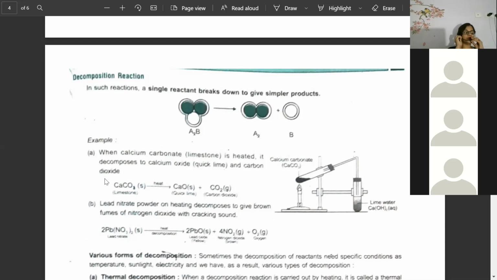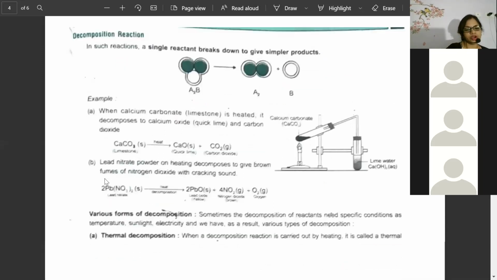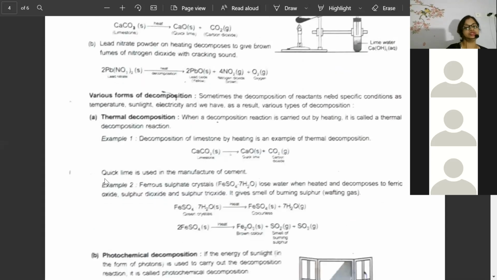But now we will see decomposition reactions in much more detail. You see various forms of decomposition reaction. The first one is thermal decomposition. In the first one you have seen, heat is used for thermal decomposition. Now you see the most important point. Sometimes the decomposition of a reactant needs specific conditions such as temperature, sunlight and electricity, and as a result we have various types of decomposition.